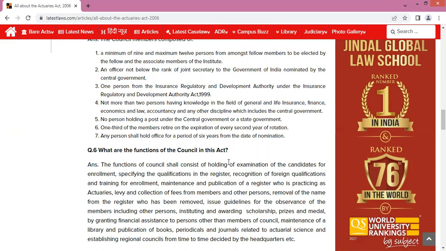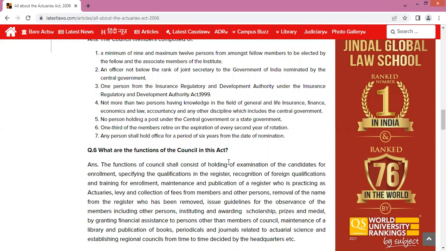So a number of appointments are in government insurance companies, central government insurance companies, right? No person holding a post under the central government or state government. One third of the members retire on the expiration of every second year of rotation, so every second year of rotation, a number of people retire. So you have an opportunity to join those insurance companies. And nowadays banks, अभी तो बैंक ने लिया, अभी हम लोग प्राइवेटली कम जाते हैं क्योंकि बैंक में ही ज्यादा इंश्योर हो रहे हैं.